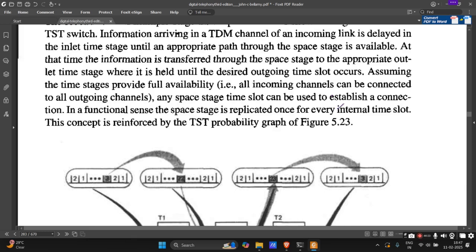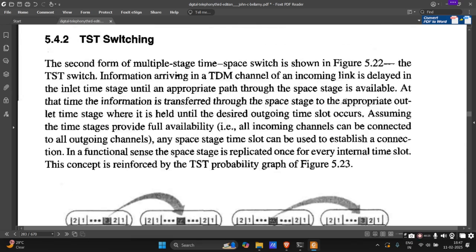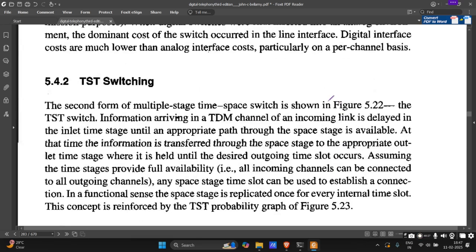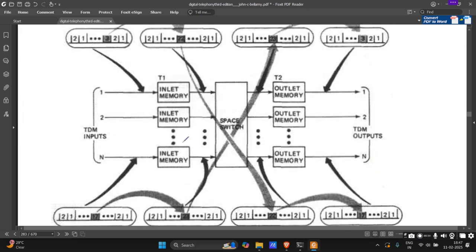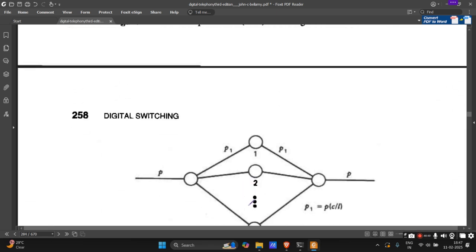And then we have TST switching. In the STS switching we had 2 space switches, and in between the 2 space switches there was a time switch. In TST switching you have 2 time switches, or 2 layers of time switches, and in between there is a cross point switch. So here we have TDM inputs, and then these TDM inputs in the middle are connected using a cross point.